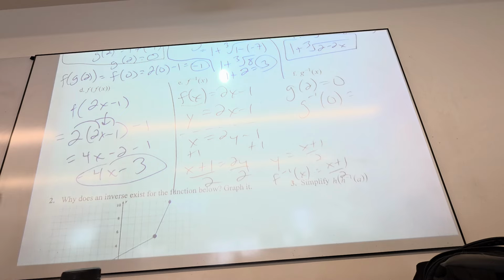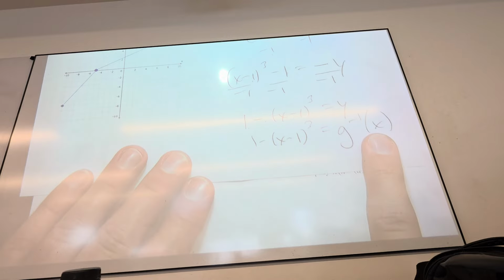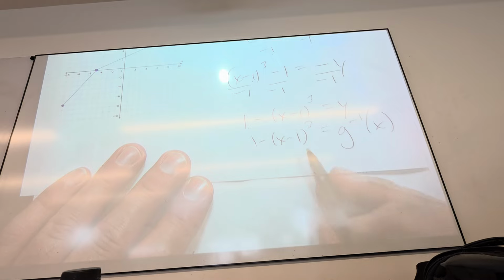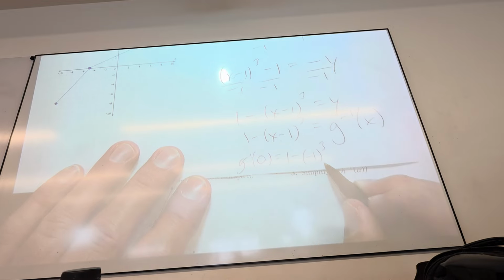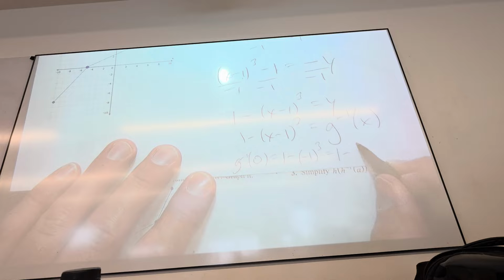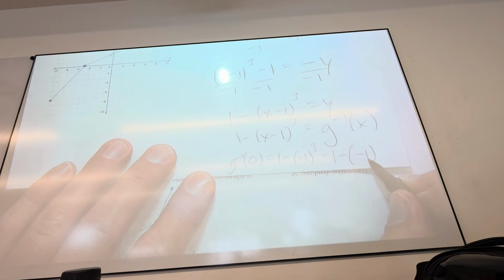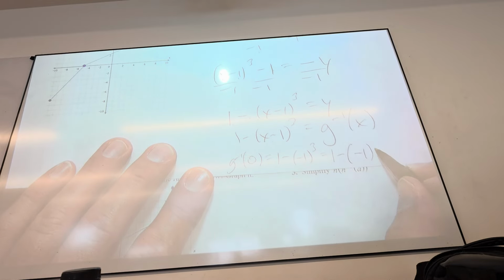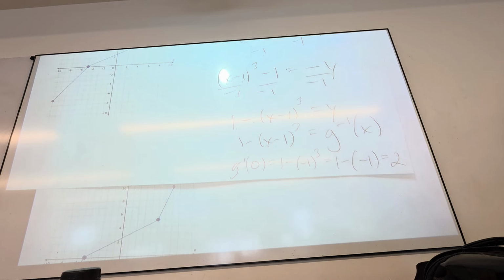So let's test it. Do we have g inverse? What do you get when you plug a 0 in? What's 0 minus 1? What's negative 1 cubed? Negative 1. And what's 1 minus negative 1? 1 plus 1? 2. Just like we said, we should get 2 out, yes?